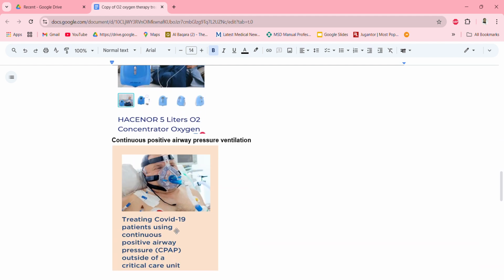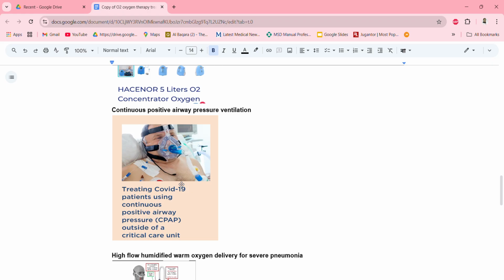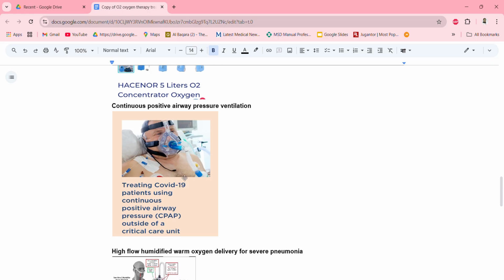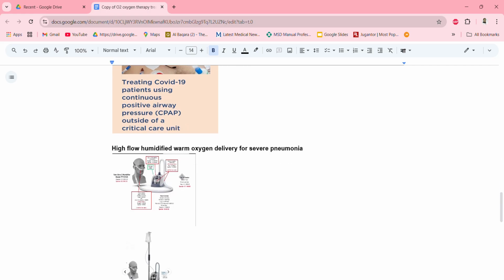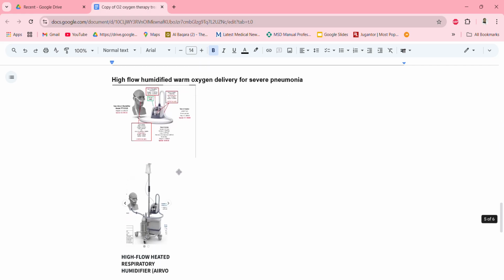And see, continuous positive airway pressure ventilation. This patient is having continuous positive airway pressure ventilation. If patients have low effort for inspiration and expiration, in this case oxygen should be pumped into the trachea. This is a high flow humidifier oxygen machine. It blows oxygen very fast, and it also humidifies the oxygen within the machine.